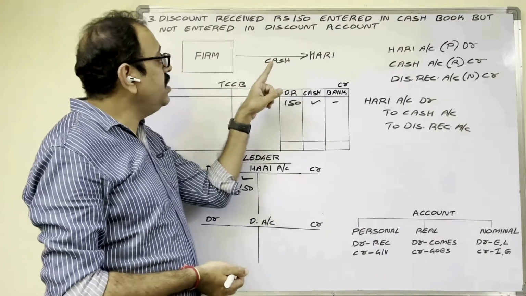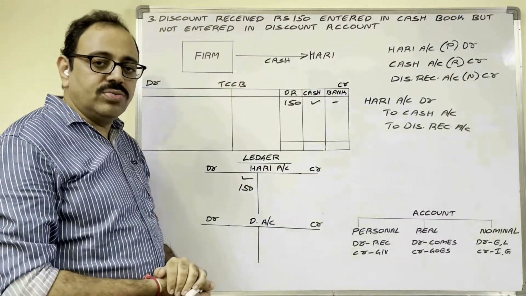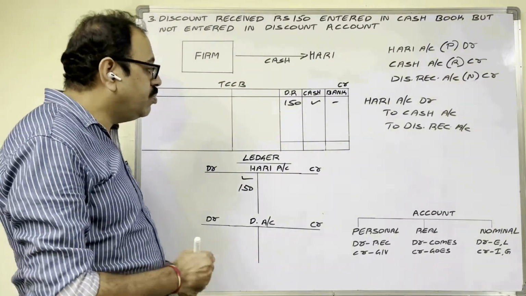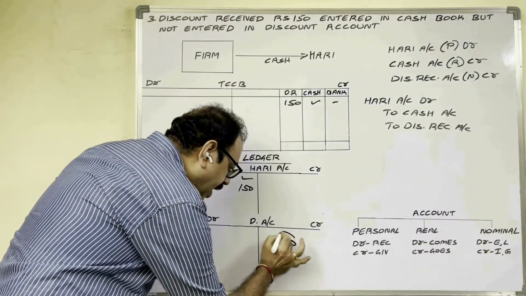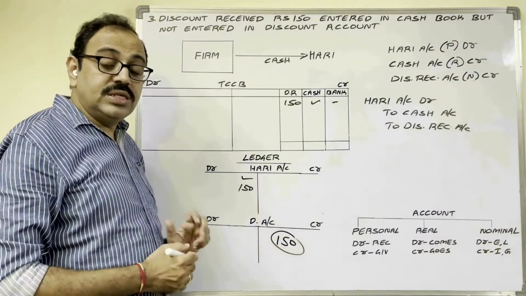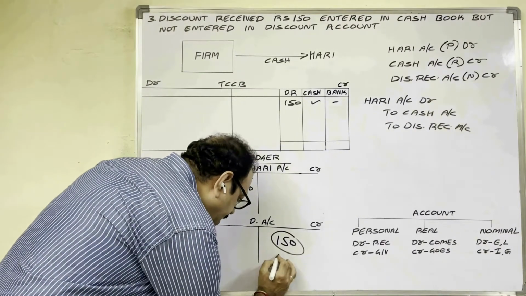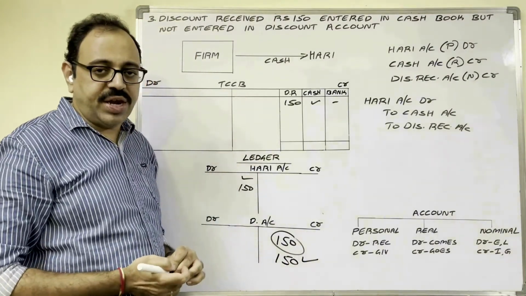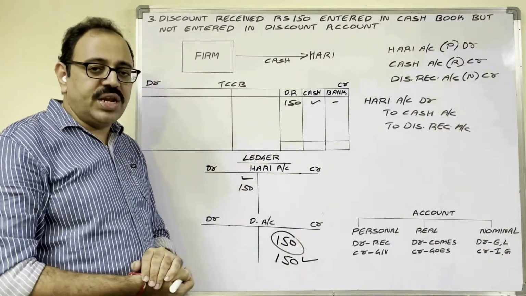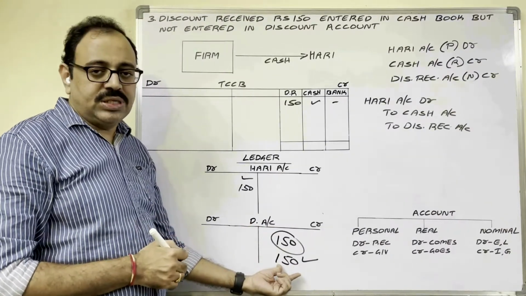But what is the mistake? Entered in cash book but not entered in discount account. So discount account should be credited with 150 rupees, but accountant has not done this. This is a mistake. How to rectify this error? If you credit discount account with 150, then error will be rectified. So in rectification of error entry, discount account should be credited with 150 rupees.